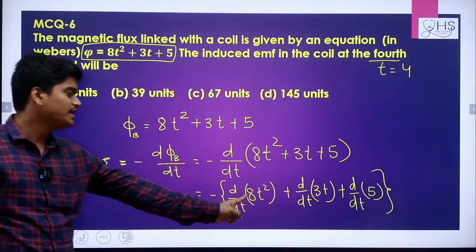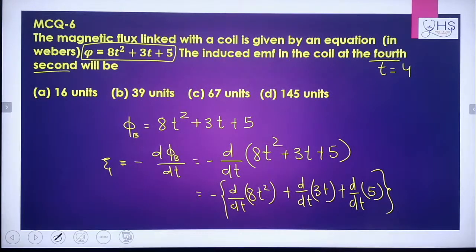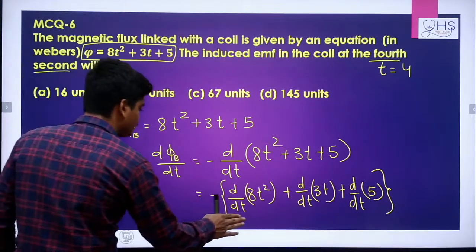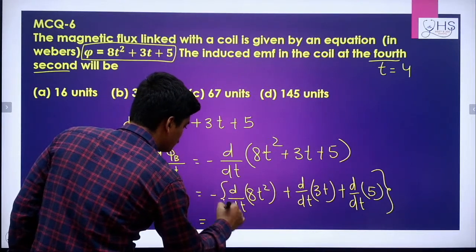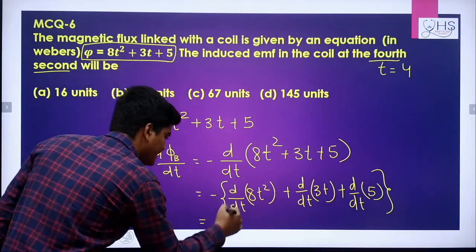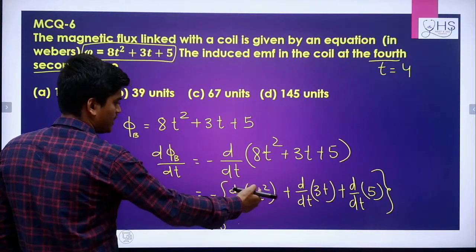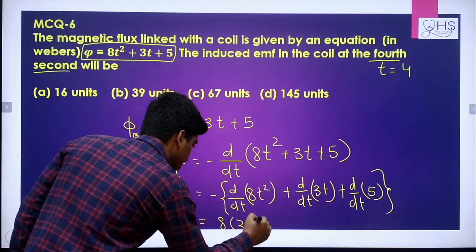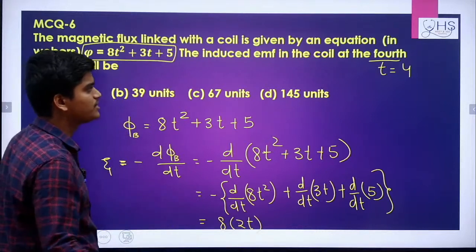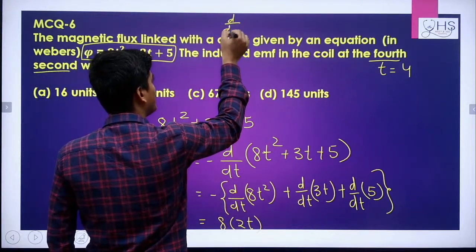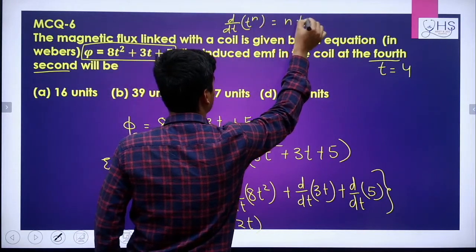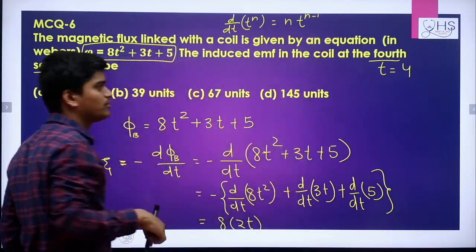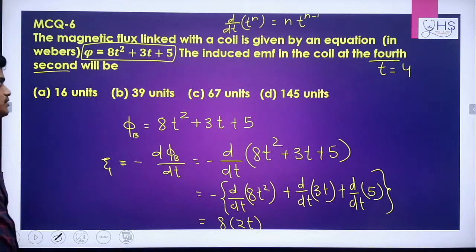Now try to understand, 8t square derivative. What is the derivative of 8t square? 8 is a constant, it will come out, and t square derivative is 2t. How is t square derivative 2t? Remember d by dt of t to the power n equals n into t to the power n minus 1. You know this formula for derivative? For all values of n it is valid.